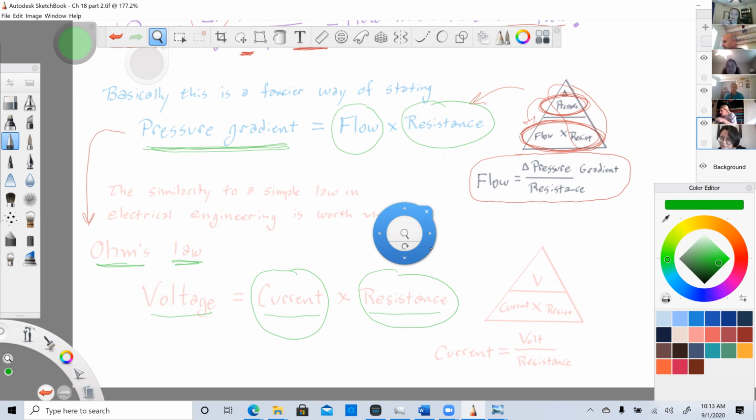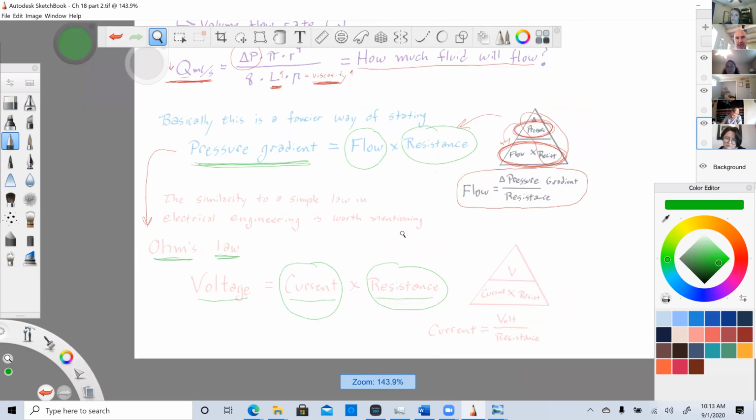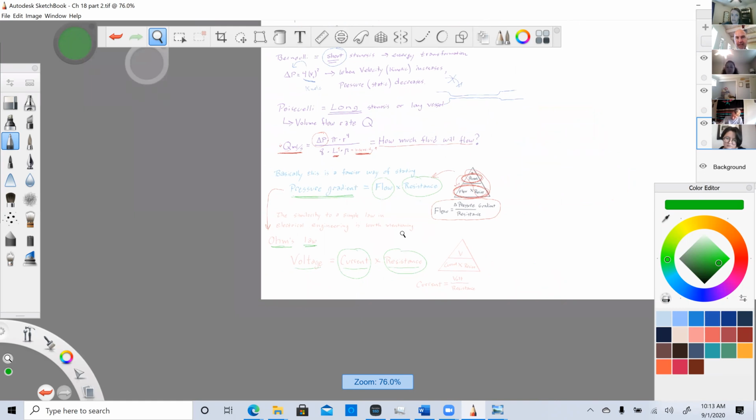So that was a little bit of chapter 18. Chapter 18 ends with venous hemodynamics. We'll do that next time. We're looking at carotid arteries right now, so we don't need venous hemodynamics just yet. So I'm in no rush to get to that.